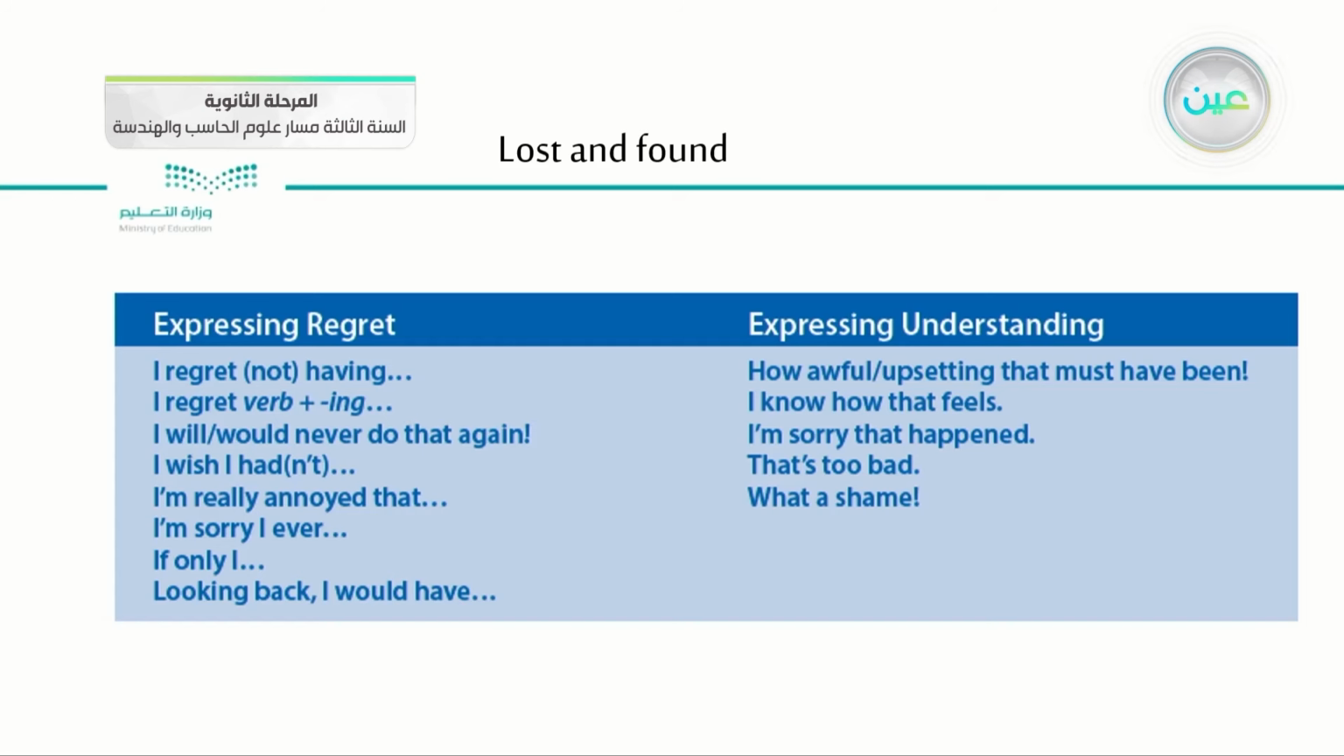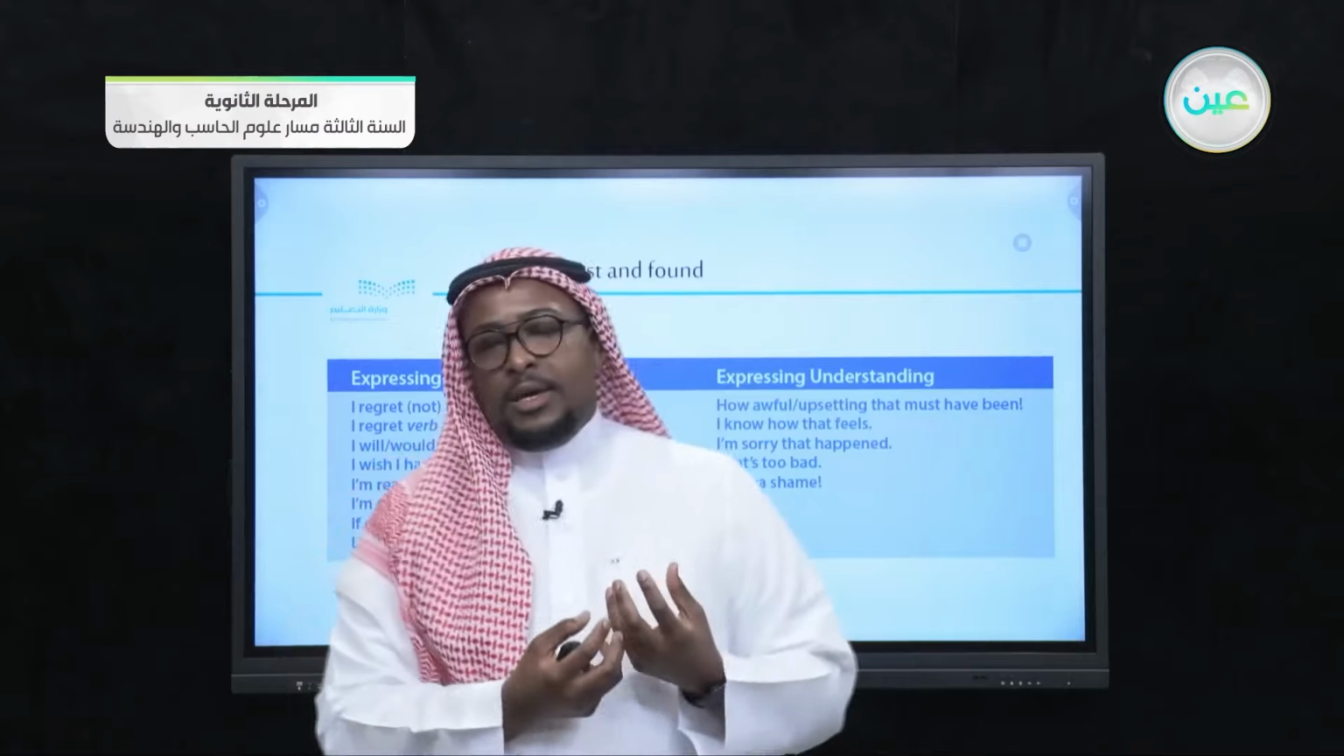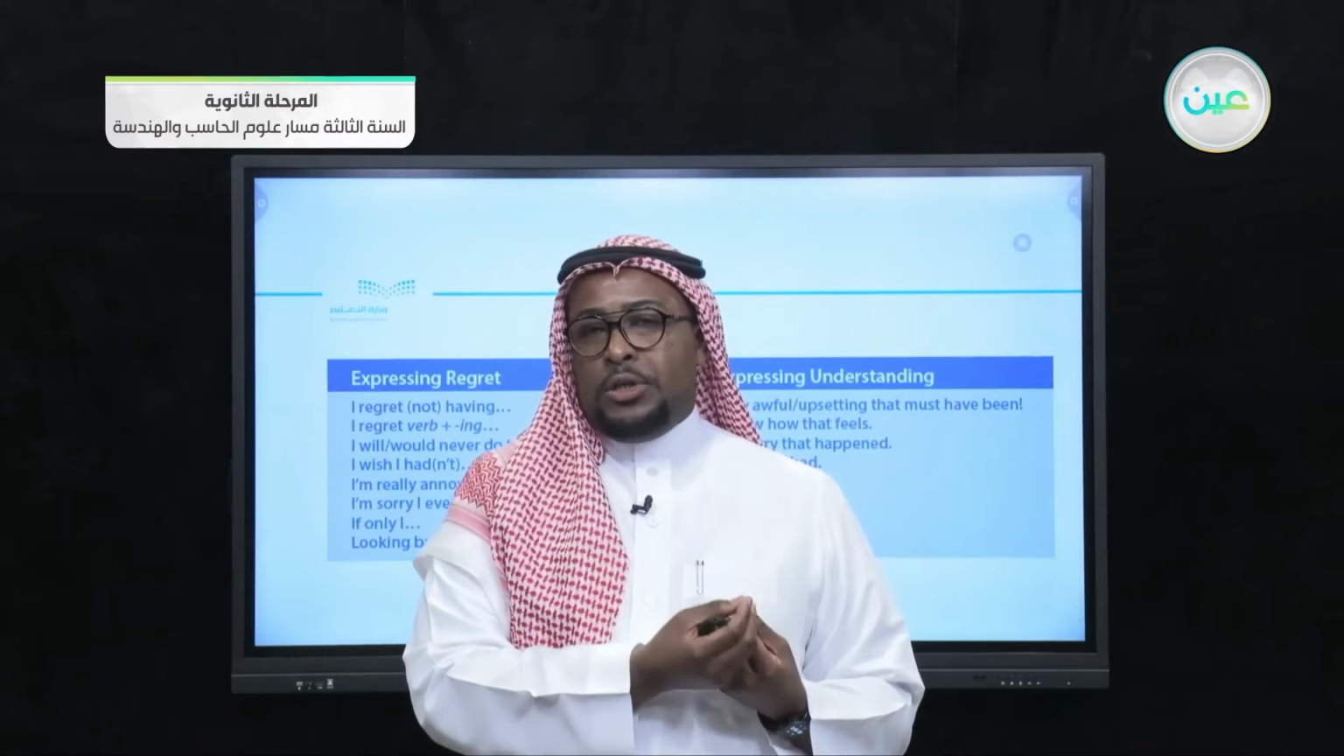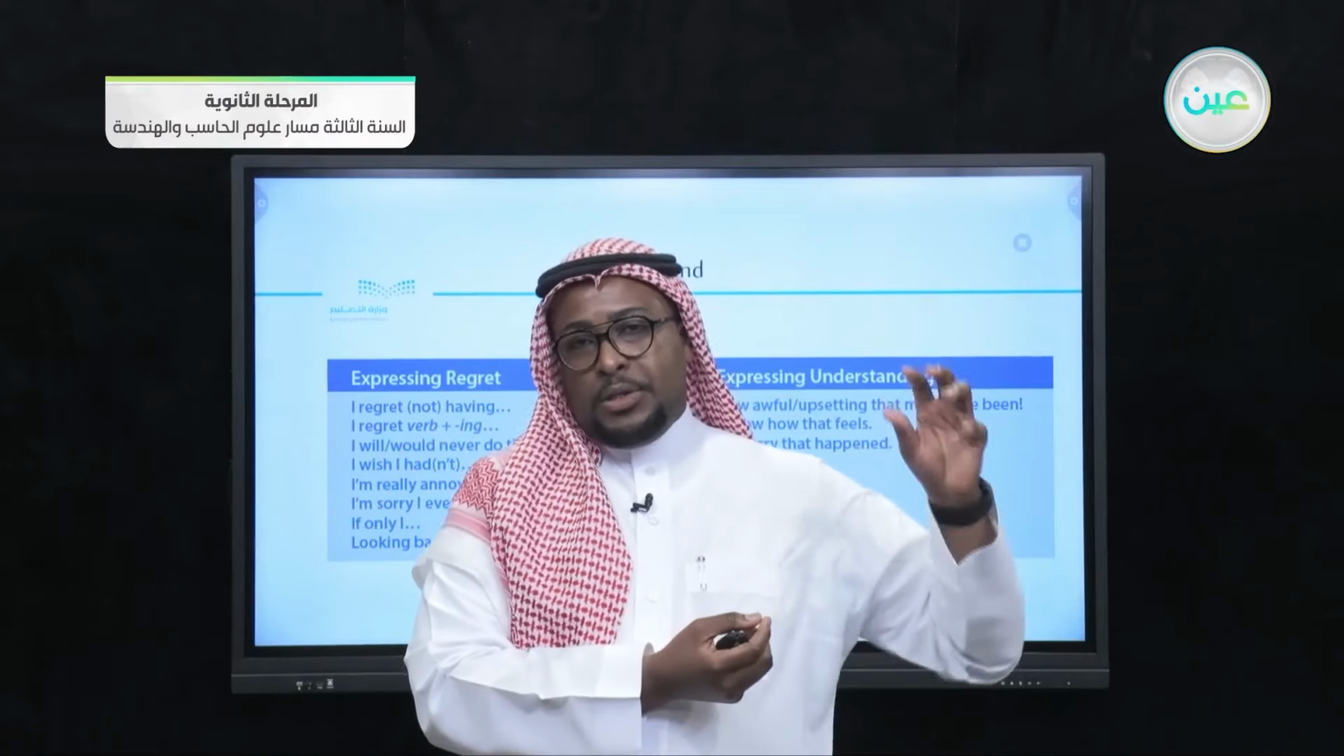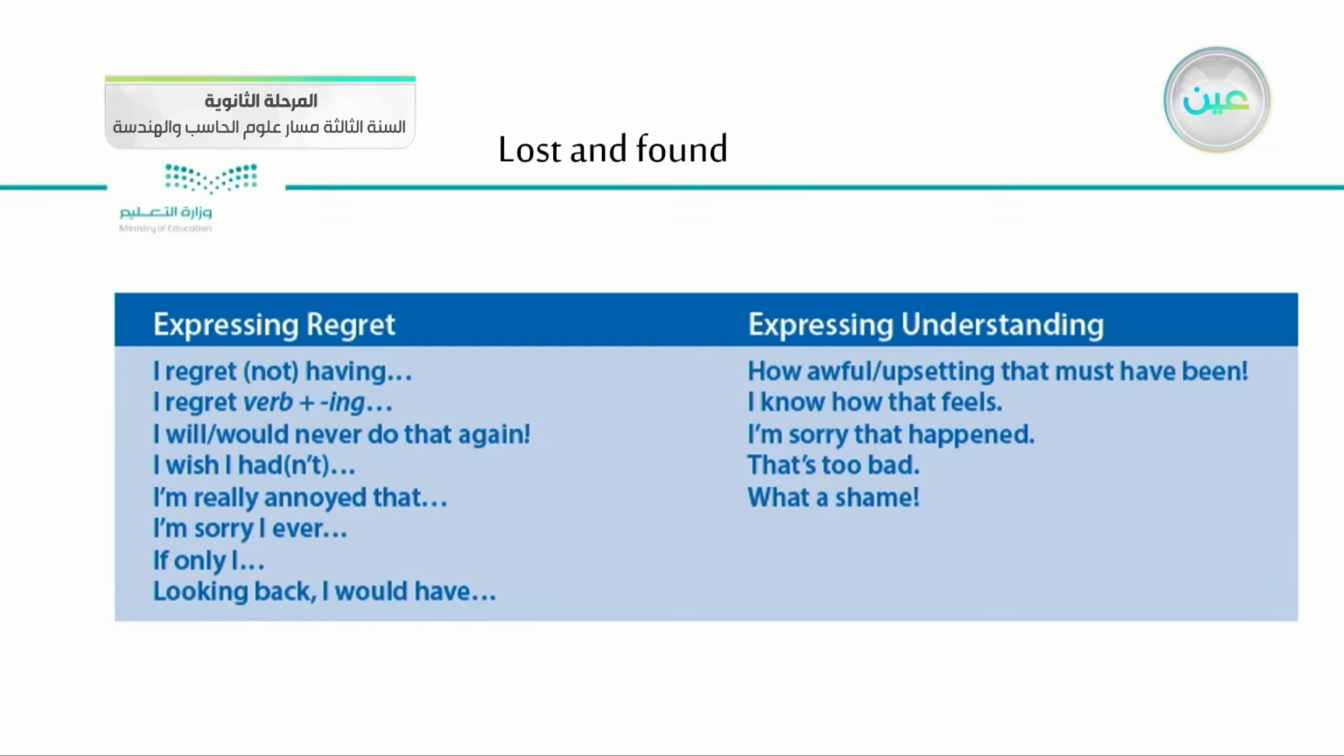Sometimes, if you have a child, he tells you, I will never do that again. For example, imagine that one of your children broke the window, and you asked him why he did that. He will express regret by saying, I will never do that again. I wish I hadn't. This is another way of expressing regret. I'm really annoyed that. I'm sorry I ever. If only I. This is a way of expressing regret.